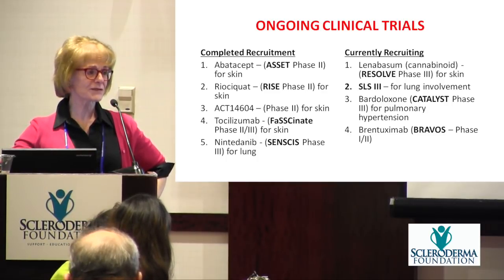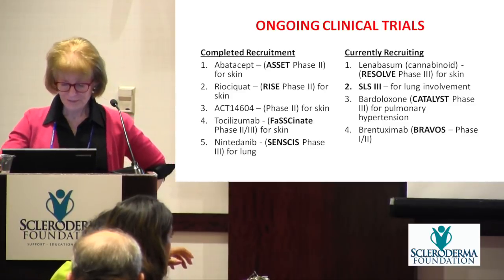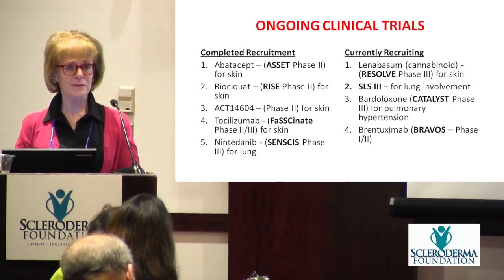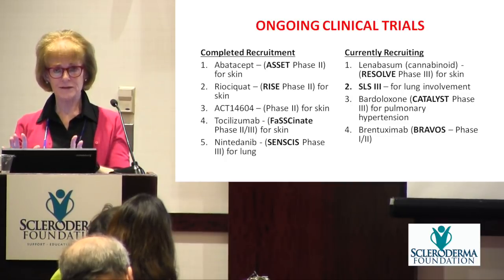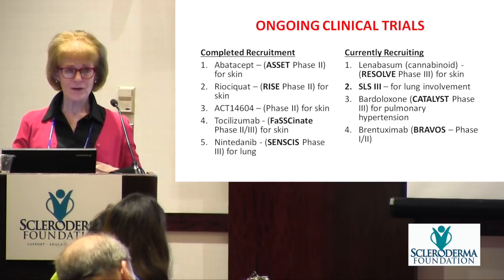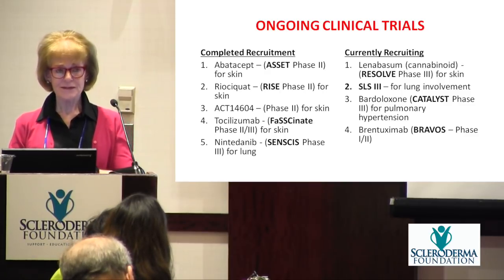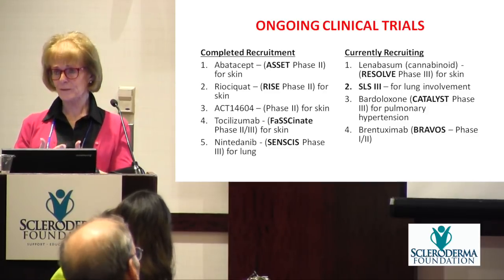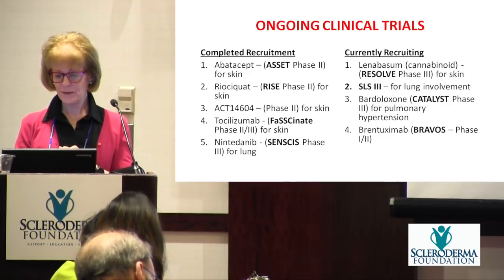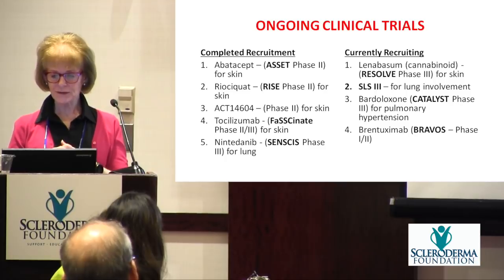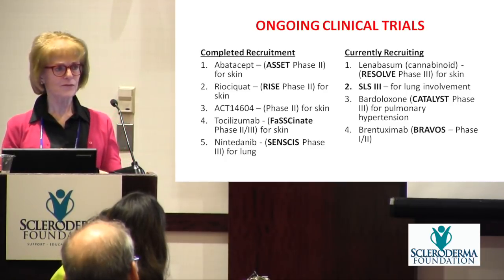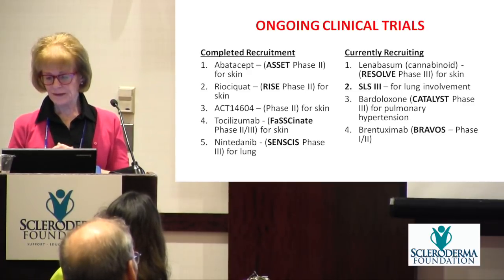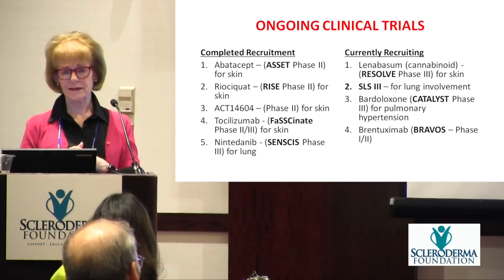Anyway, this is for skin involvement, for early skin disease. So there are multiple inclusion and exclusion factors. Again, one of the nice things about this is that people can be on background therapy. So you don't have to stop any medication to be in the trial. There's SLS3 that I talked about for early lung involvement. There is something called CATALYST, which is a new medication, bardoxolone, for pulmonary hypertension. And again, you can be on background therapy. And then there is another one, BRAVOS, that's using a medication called brentuximab for skin involvement in scleroderma. Now, the last one, BRAVOS, is sponsored by the NIH.